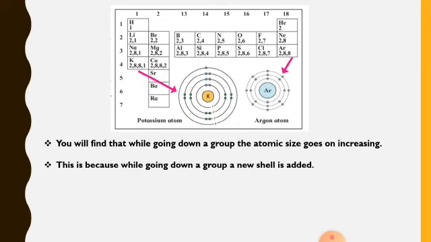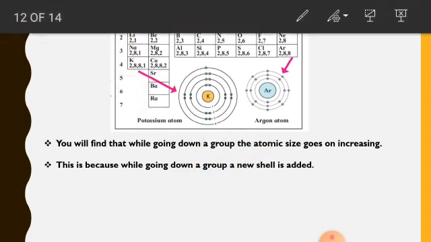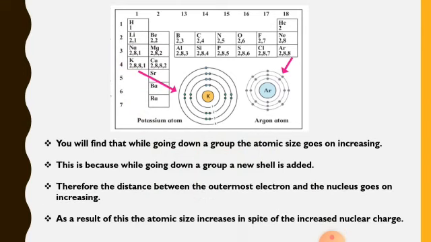Now you will find that while going down a group, the atomic size goes on increasing. This is because while going down a group, a new shell is added. So while going down a group, what happened? A new shell is added. That's why atomic size goes on increasing. Therefore, the distance between the outermost electron and the nucleus goes on increasing. Here you can see the nucleus is here, but the outermost orbit is here. So there is so much distance. As a result, the atomic size increases in spite of the increased nuclear charge. So here the atomic size will increase.